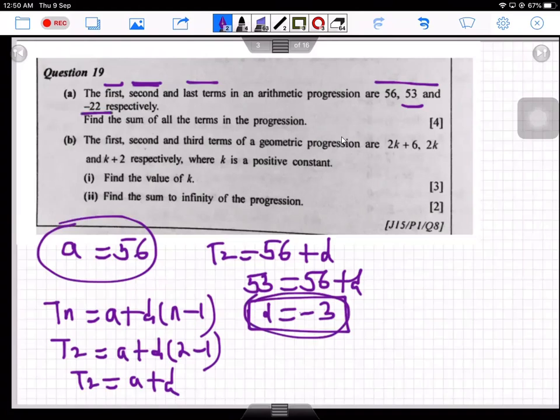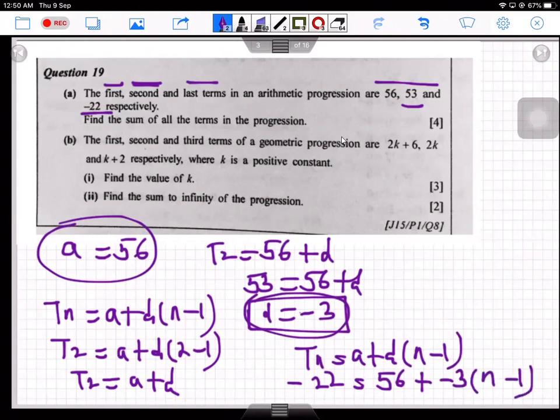Since we know the last term of this progression, the specific term formula is Tn is equal to a plus d times n minus 1, and minus 22 will be equated to 56 plus minus 3 times n minus 1. Now we can actually find the number of terms in this arithmetic progression. Because the value of n is very important, even if you apply the formula of n upon 2 multiplied by a plus l for the sum of n terms, obviously you need to know the value of n, right? You need to know how many terms are actually in this arithmetic progression.